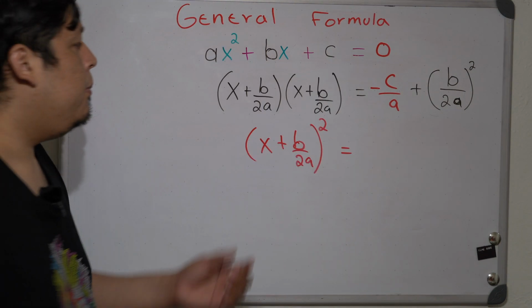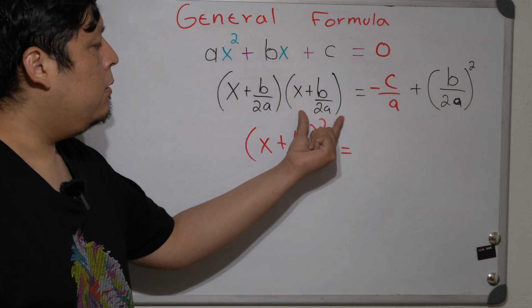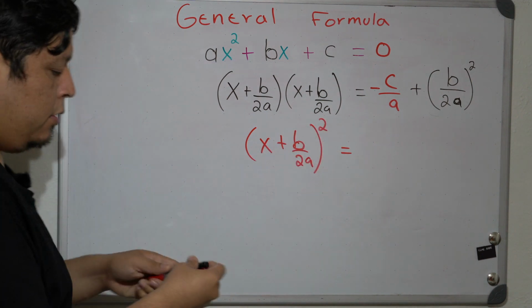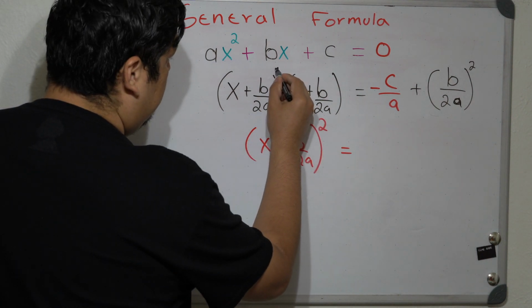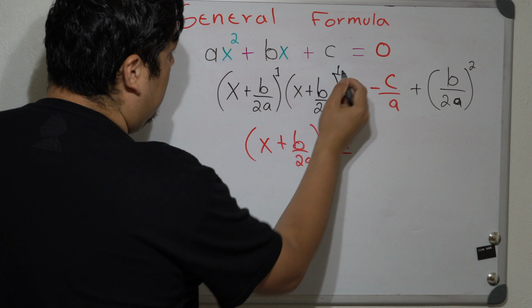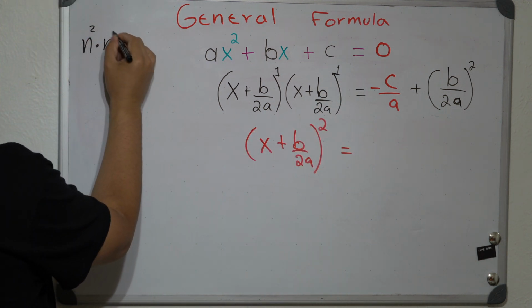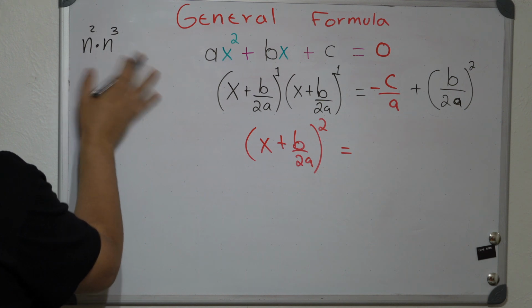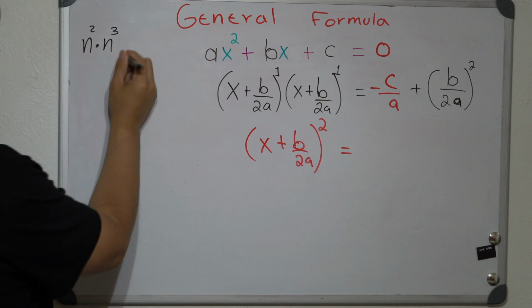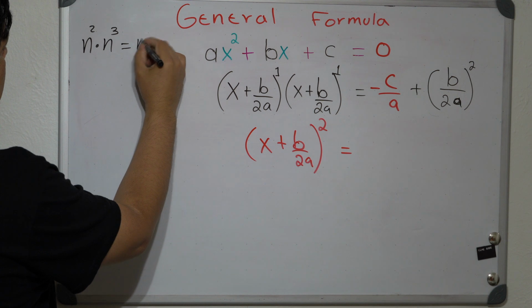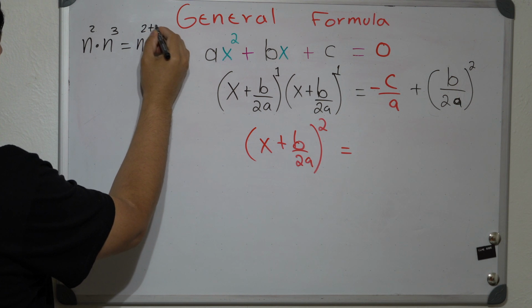All right, on this step, because these two are identical and they're multiplying each other, once again, they have a power of 1, power of 1. And when you multiply identical bases, we simply add their powers.